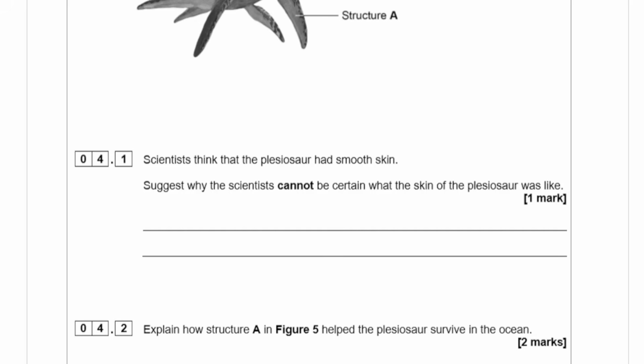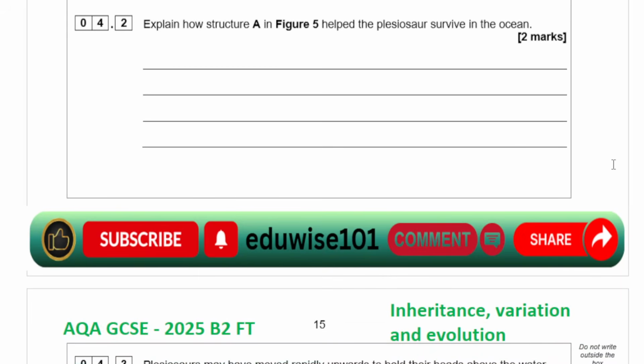So the skin, or maybe might have been eaten as well. So you could also say no one's actually seen it, and or you could also say that the fossils are usually of the bones, not of the skin. Or you could even say there's not enough evidence.